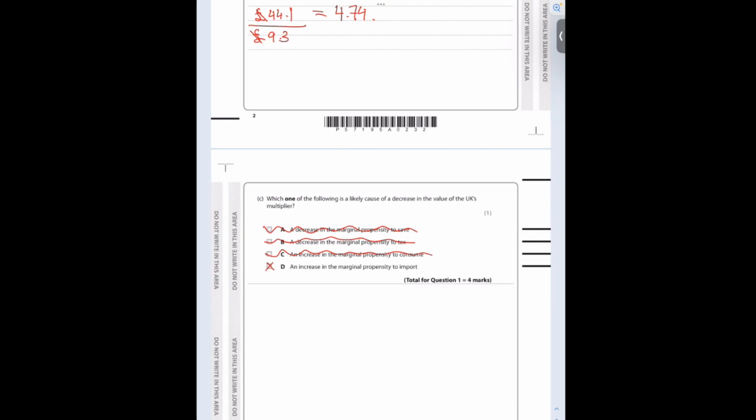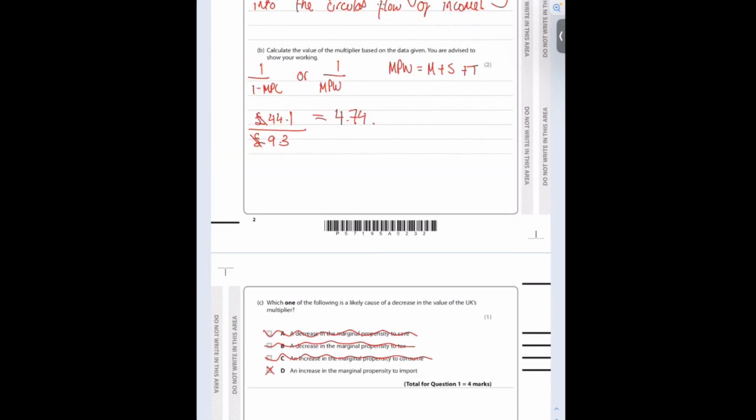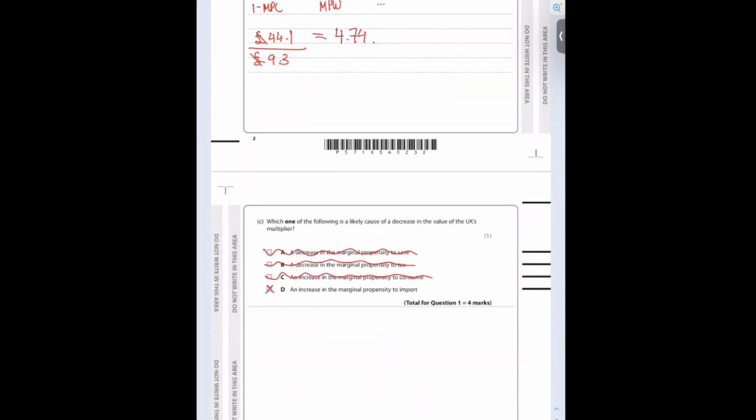So it must be D. I haven't even read it, but I know it must be. An increase in the marginal propensity to import. That is increasing the size of withdrawals. MPW increases. If it's 1 over MPW, it's going to decrease the size of the multiplier.